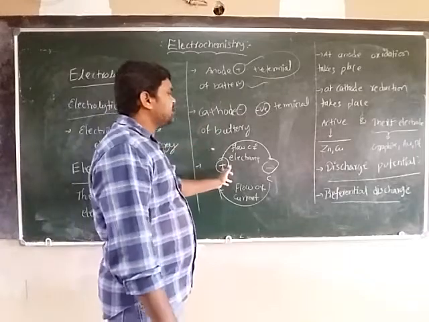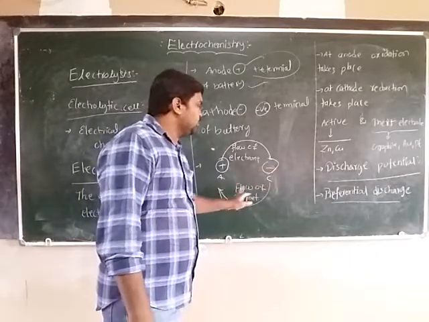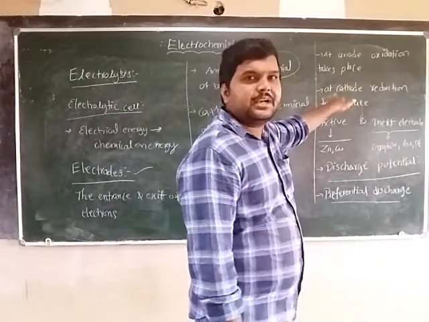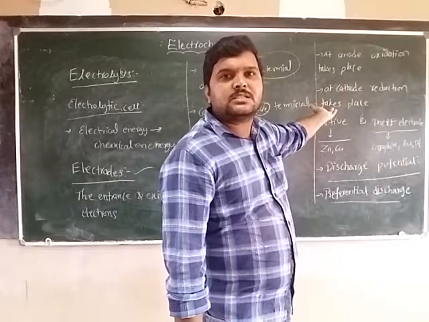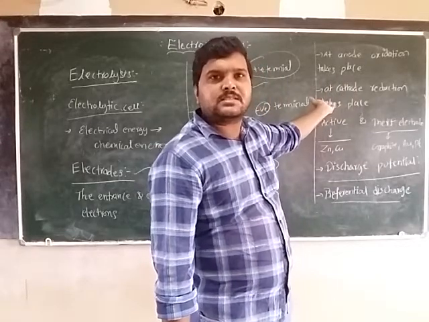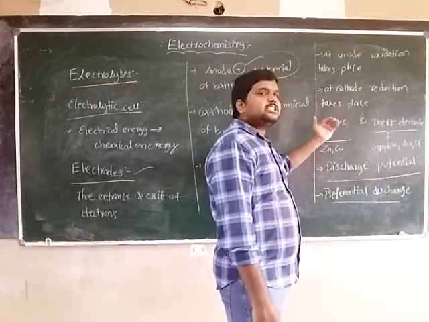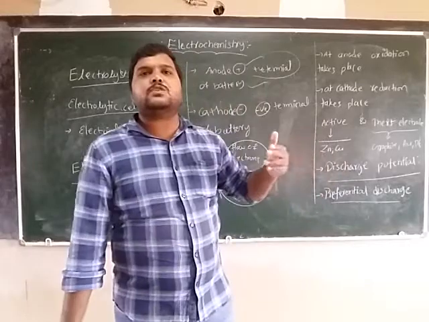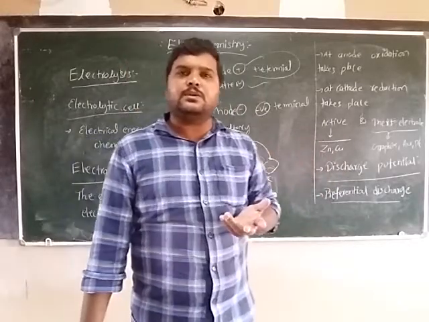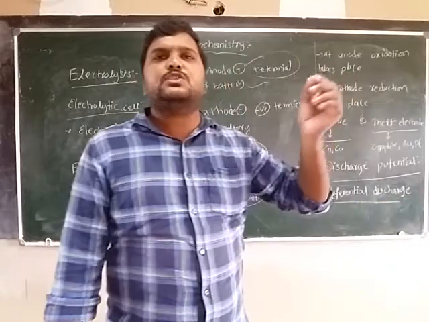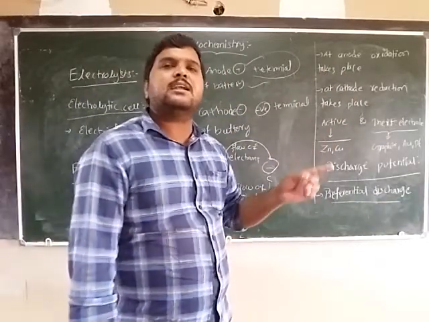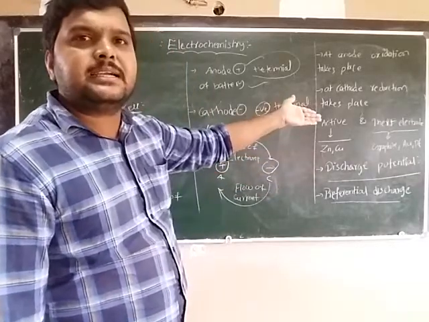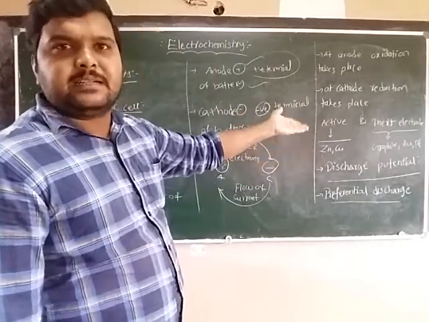Next, flow of electrons is from anode to cathode, and flow of current is from cathode to anode. At the anode, oxidation takes place; at the cathode, reduction takes place. Anions move towards the anode, cations move towards the cathode. What are active and inert electrodes? Electrodes which participate in the electrode reactions are active electrodes. Those which do not participate in the electrode reactions are inert or inactive electrodes. Examples of active electrodes are zinc and copper. Examples of inert electrodes are graphite, platinum, iron.